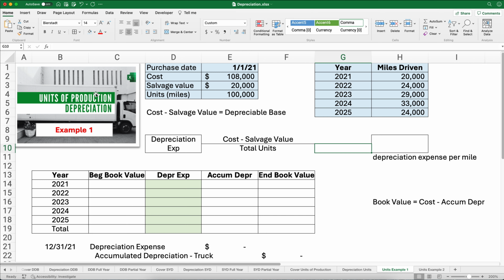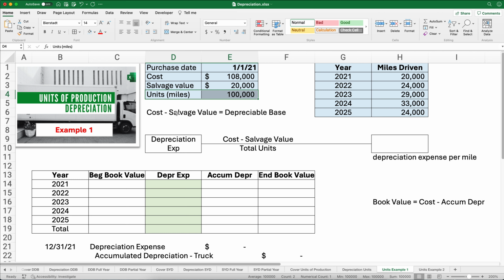Now, let's assume we purchased this truck here, and we purchased it on January 1, 2021. And the cost was $108,000. The salvage value, what we think it's worth at the very end, is $20,000. And here's the key. Instead of saying we think it's going to last for 5 years, we say something like, hey, we think it's going to last for like 100,000 miles. So we have to have some basis, some units of activity or units of production or whatever.